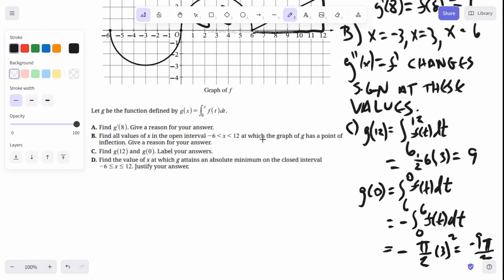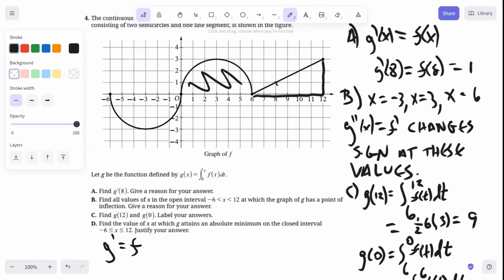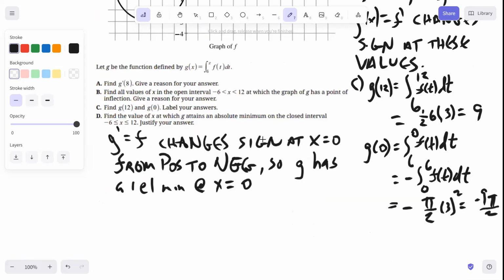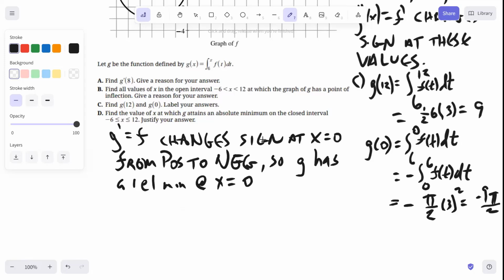Part D, find the value of x at which g attains an absolute min on the closed interval -6 to 12. Justify your answer. So the absolute min is going to occur either at an endpoint or at a point where the derivative changes from negative to positive. So you could say something like g prime equals f changes from negative to positive at, and if you look at the graph, x equals 0. Also, we would have to check the endpoints.